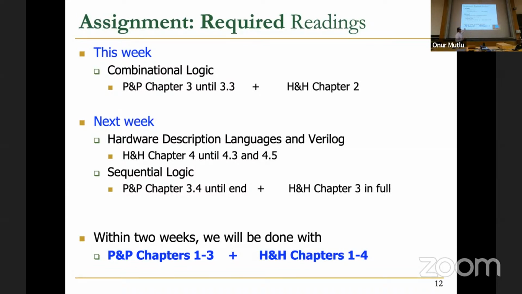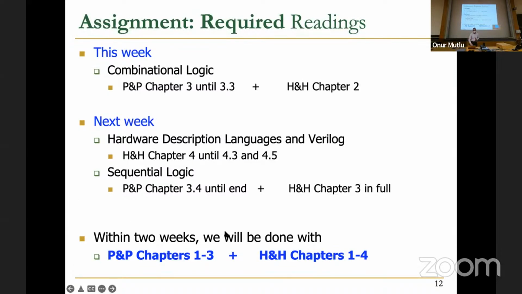And these are the readings that we're going to cover this week, although we're not going to cover everything this week in combinational logic. One of the lectures will be next week. And next week, we're going to cover sequential logic as well as start hardware description language and Verilog at some point. So even though this says this week and next week, we're going to spread it out to 2 weeks, actually. Basically within 2 weeks, around March 18th or so, we will cover these chapters.